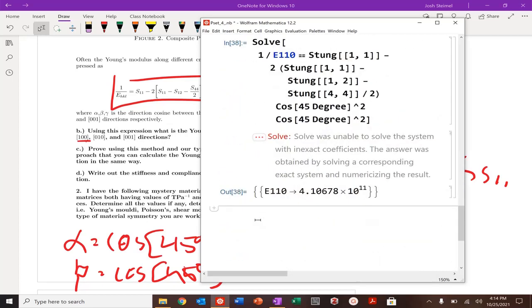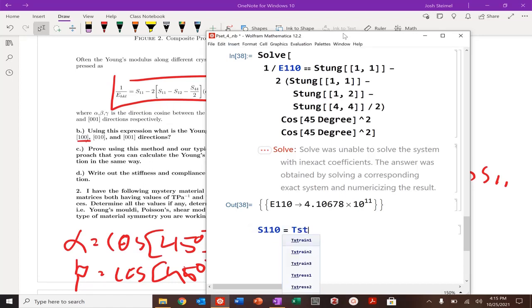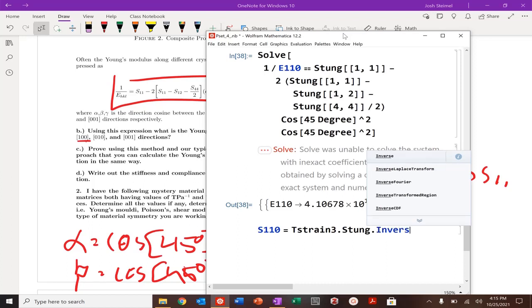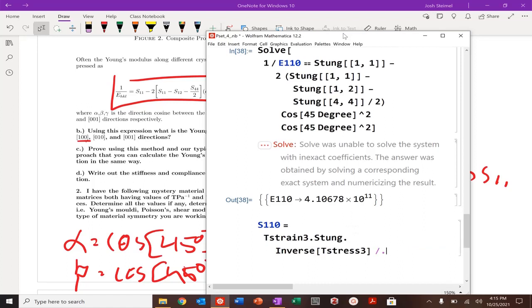So I could do the same exact thing now, but now rotating with my linear algebra approach, what we've learned about in class. So if I want my S prime 1, 1, 0, or if I want my S 1, 1, 0, I'm going to set that equal to T. I'm doing a rotation around my 3 axis. So T, I first need to do T strain, and then I'm going to do the inverse of T stress. So T strain 3 dot my S tongue dot my inverse of T stress 3, and then to the minus 1, slash dot, what's my angle? Theta goes to, it's a 45 degree rotation.